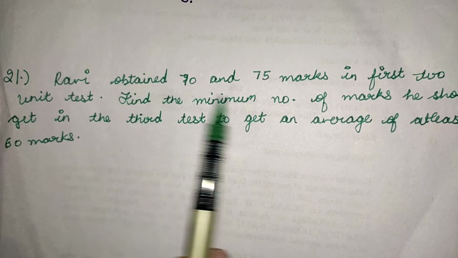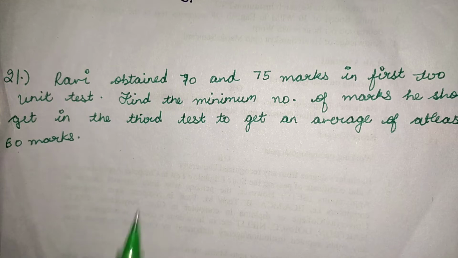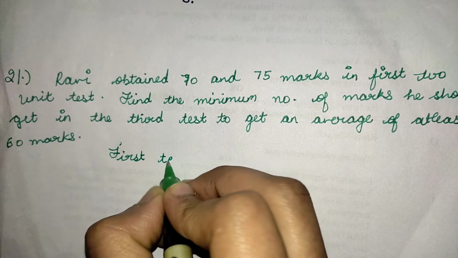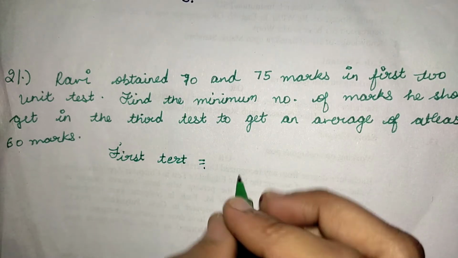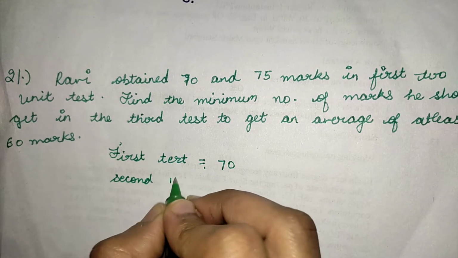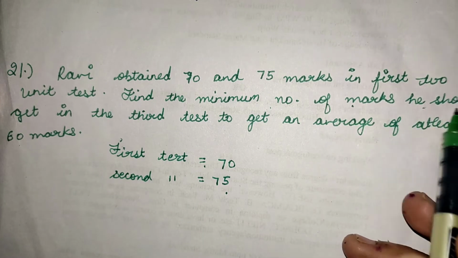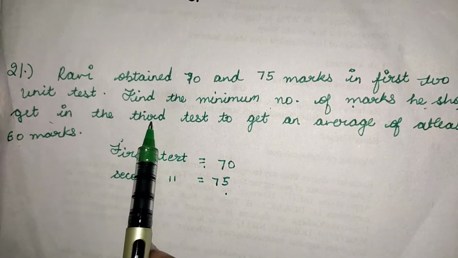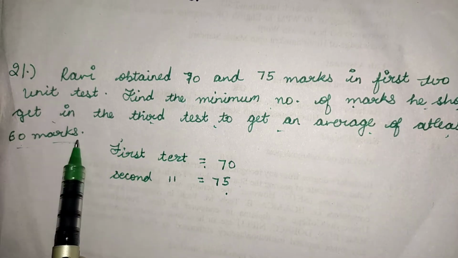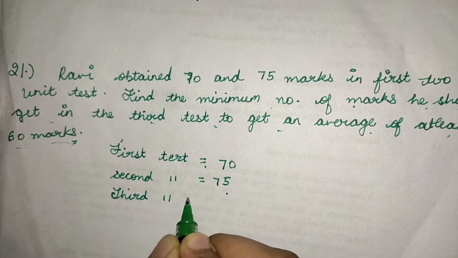Ravi obtained 70 and 75 marks in the first 2 unit tests. So the marks obtained in the first test are equal to 70 and in the second test it is equal to 75. Find the minimum number of marks he should get in the third test to get an average of at least 60 marks. So we have to find out the marks in the third test.